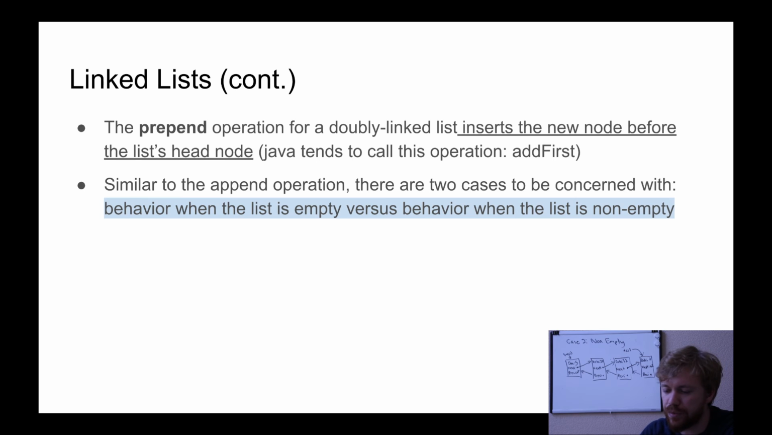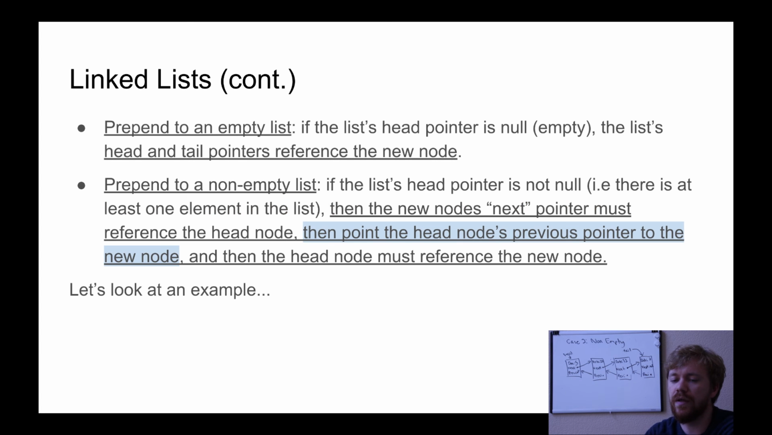So moving on, there's a prepend operation, just like the singly linked lists. It inserts the new node before the list's head node. Java calls this operation add first. And it's similar to the append operation. There are two cases to be concerned with. The behavior when the list is empty versus behavior when the list is not empty. The prepend to an empty list is the same as the append to an empty list, which has basically been universally the same across the board. The head and tail pointers now reference the new node. Once again, I don't feel a need to show this example, it's already been shown.